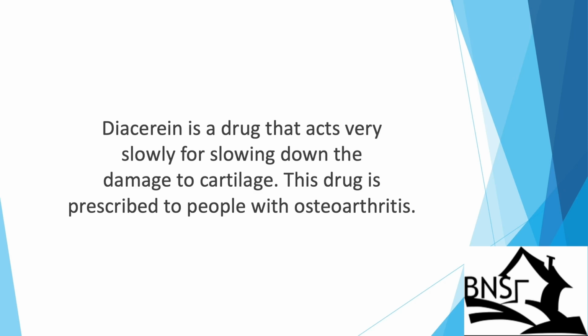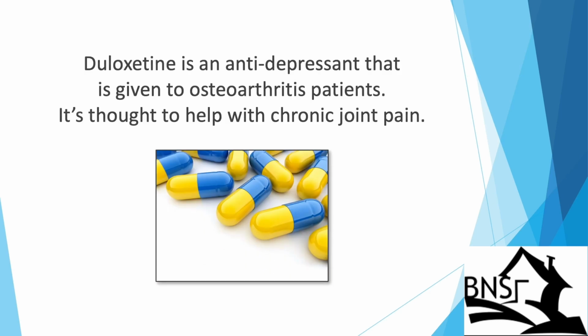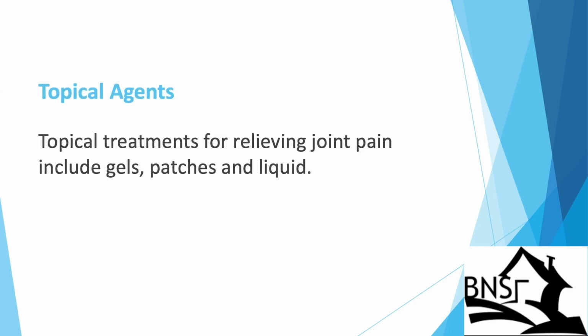Although the drug is more effective than placebo, it increases the risk of diarrhea. Duloxetine is an antidepressant that is given to osteoarthritis patients. It's thought to help with chronic joint pain. It also has side effects such as dry mouth, fatigue, sweating, nausea, and constipation. Topical agents. Topical treatments for relieving joint pain include gels, patches, and liquid.